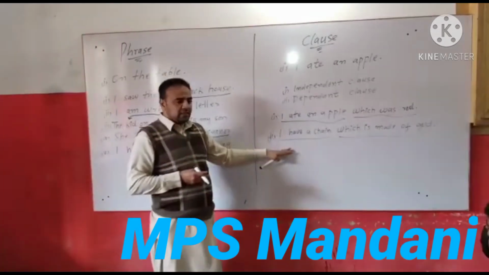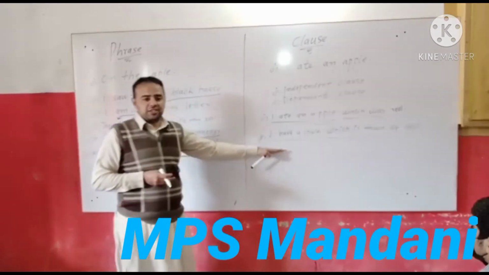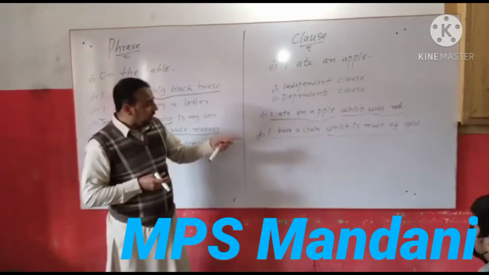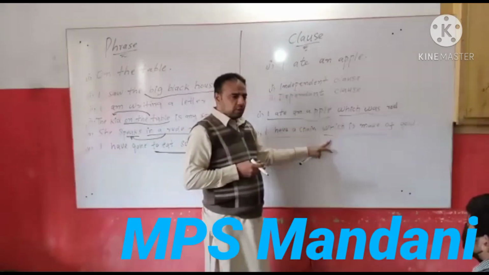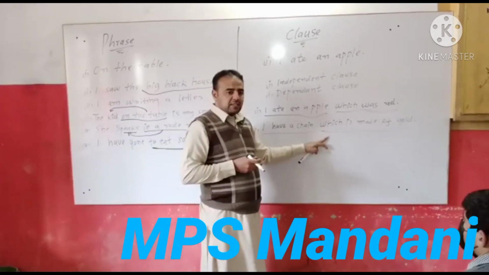Okay, in another example, we have a main clause, independent clause plus dependent clause. I have a chain, and it is the main clause. Why is it the main clause? Because it makes full sense and it can stand alone as a sentence. And on the other part, we have a dependent clause. Why is it a dependent clause? Because it doesn't stand alone as a sentence.